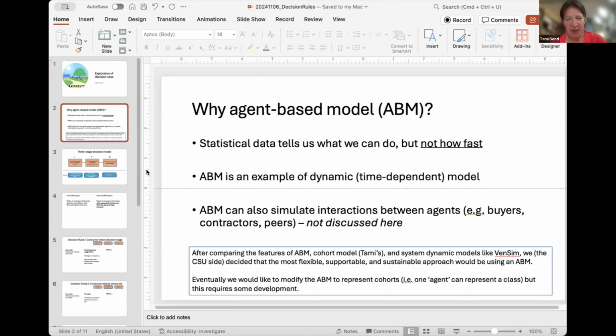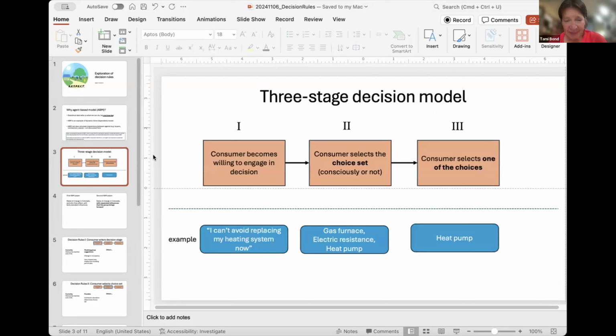In what I'm talking about today, we're using it only to simulate the time dependence, and we can get to the other stuff later. We looked at a bunch of ways of representing dynamics, and we decided to go with the ABM. And I would say we're still in the very basic process of developing it. So you heard Narasimha talk about a two-stage decision model. I'm going to expand that to 3 stages.